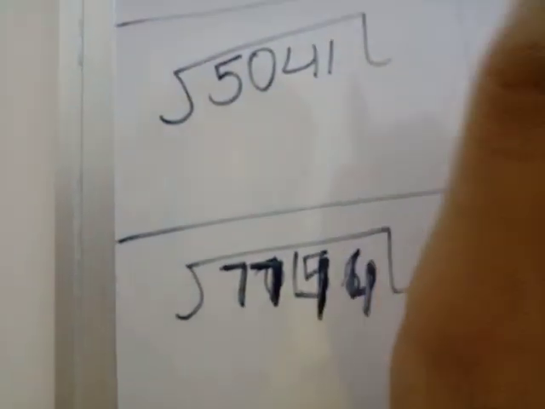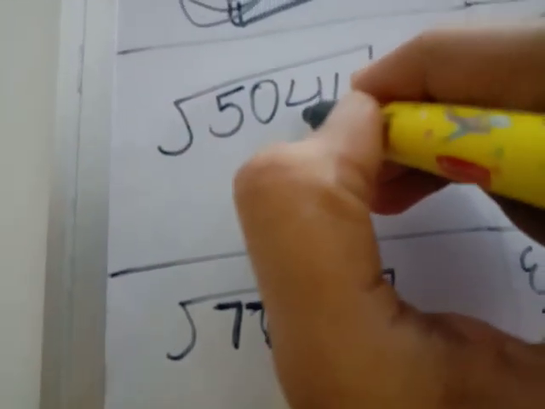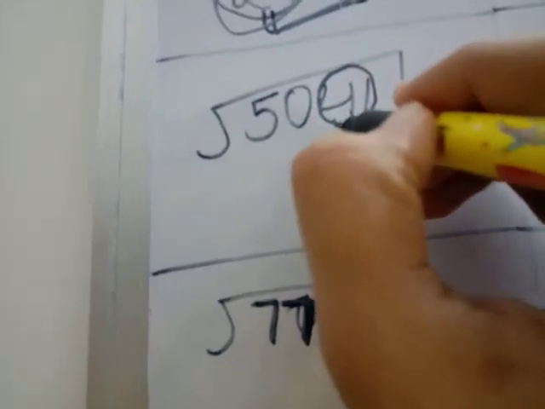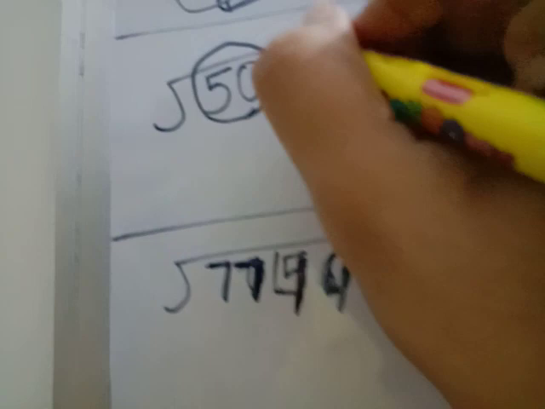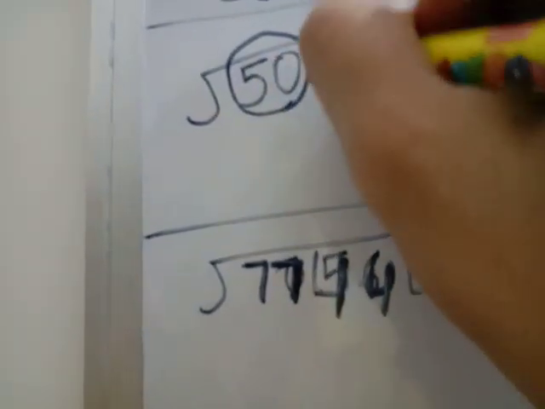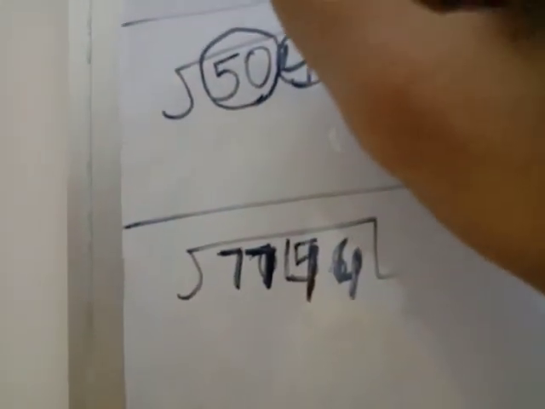Firstly, starting from the right hand side, group up the 2 digits, and in another group, group up the rest of the digits. Okay, it is 5041. If you see, here is 1.